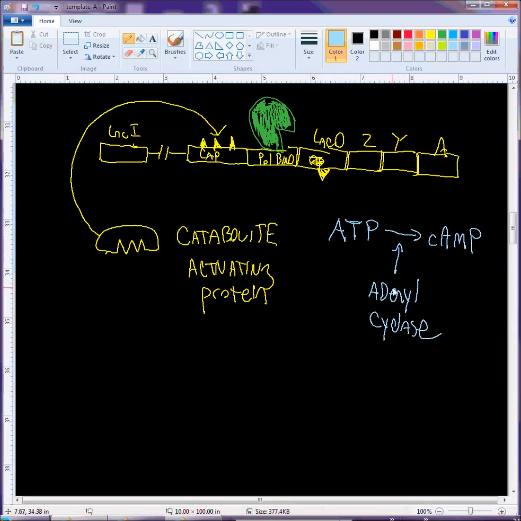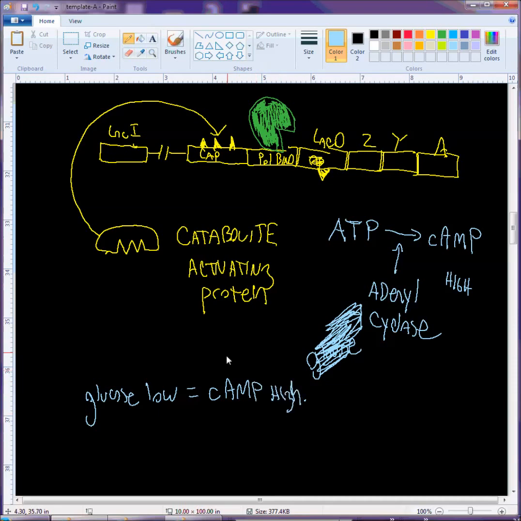Adenyl cyclase is inhibited by high glucose levels. So when glucose levels are high, this is turned off, and as a result we have low cyclic AMP levels. If glucose levels are low, then adenyl cyclase works and we make lots of cyclic AMP, so this would be high. So glucose low equals cyclic AMP high.